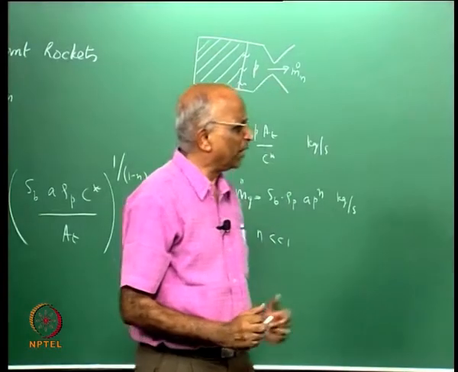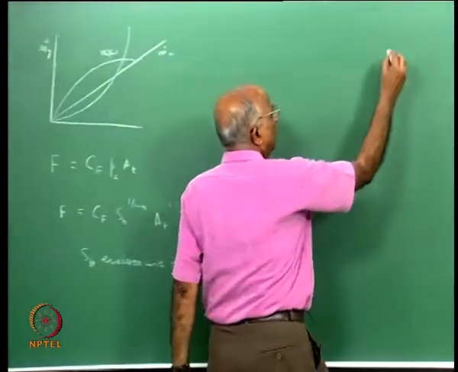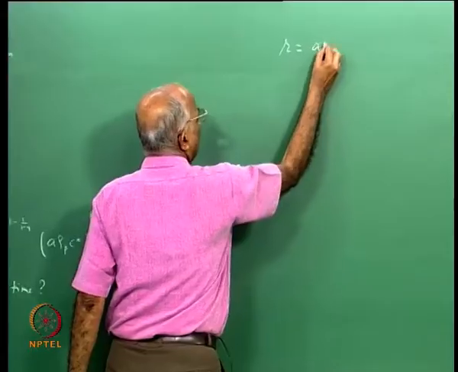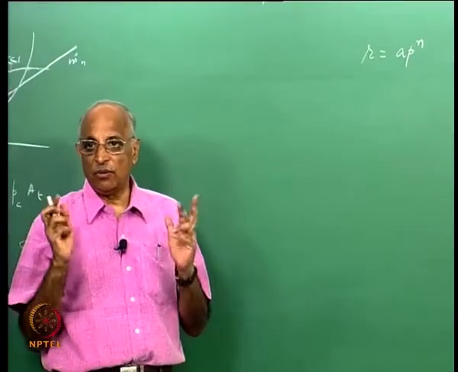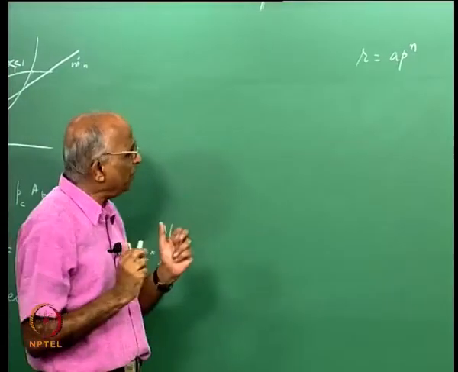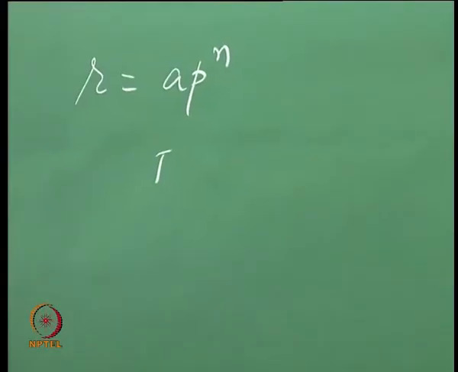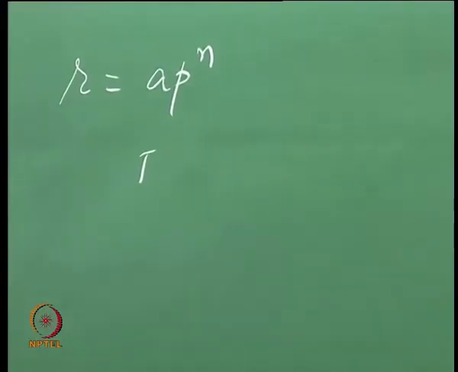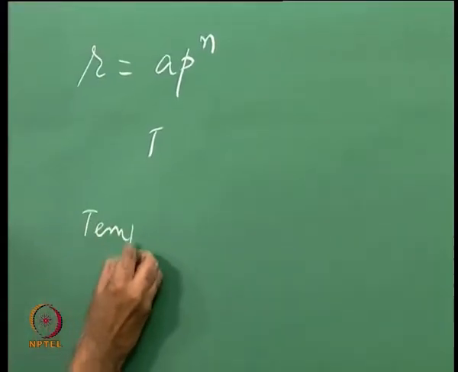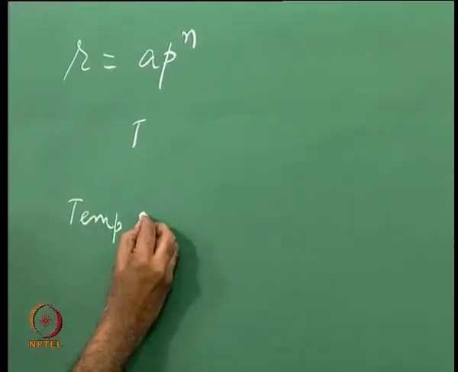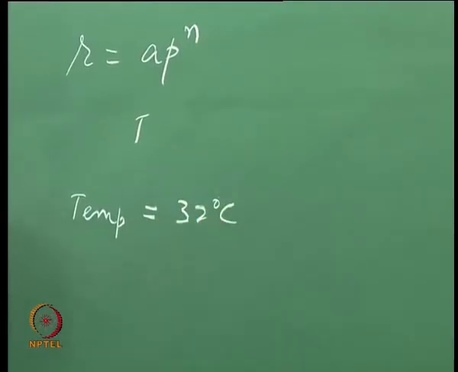But before I do that, so far all we have done is we took the burning rate law, r is equal to a P to the power n. We considered explicitly the effect of pressure alone, but we said a includes the effect of temperature, the initial temperature of the propellant. Let us take an example. We can consider a temperature of the propellant to be ambient, that is, a rocket motor is tested today, the temperature is quite hot today, maybe 32 degrees centigrade.